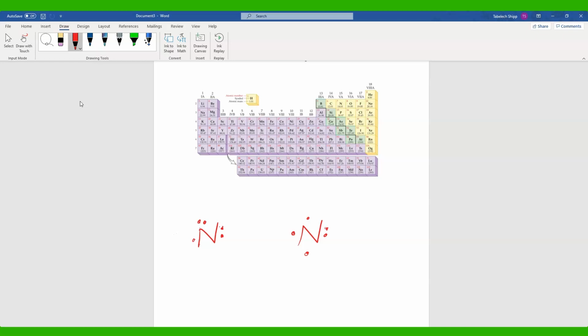Group 16, if we just choose oxygen or sulfur or polonium, any of those elements in group 16, they're going to have 6 valence electrons. So I'm going to draw it out. I'm going to put 1, 2, 3, 4, 5, and 6. Again, another way that you could do it: 1, 2, 3, 4, 5, 6. But remember, it doesn't matter as long as you put your 6 around that particular element.